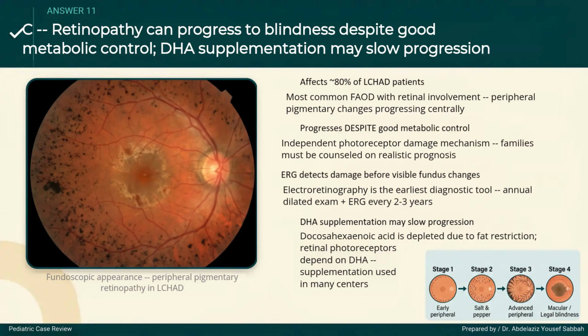Electroretinography detects damage before visible fundus changes appear, making it the earliest diagnostic tool, and an annual dilated examination with electroretinography every 2 to 3 years is recommended. Docosahexaenoic acid becomes depleted because of the dietary fat restriction, and the retinal photoreceptors depend on it, so supplementation is used in many centers. Option B is wrong because the changes begin peripherally, not in the macula. And option D is wrong because the retinopathy is not reversible.